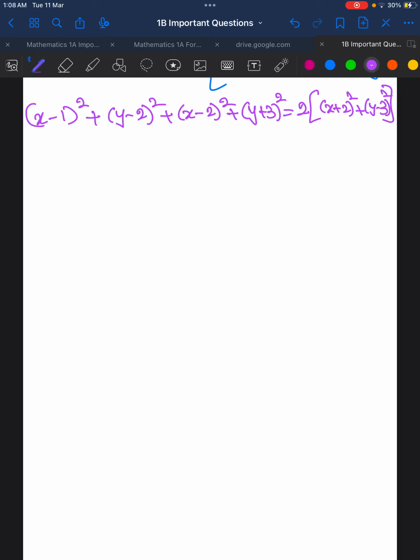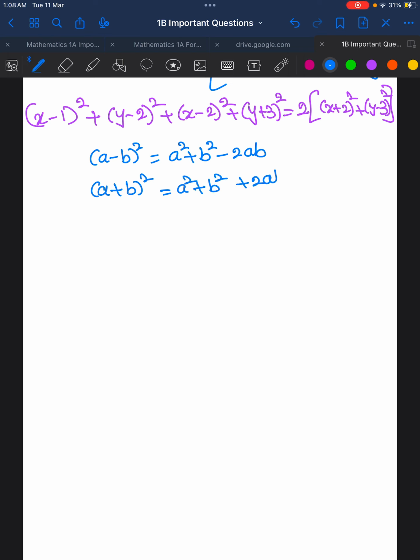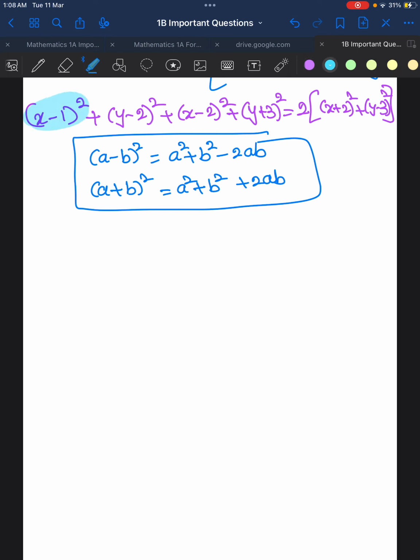Here all of you observe. What is x minus 1 whole square? You know the formula for (a minus b) whole square is a square plus b square minus 2ab. And (a plus b) whole square is a square plus b square plus 2ab. Try to remember these two formulas. First I am applying the formula of (a minus b) whole square to (x minus 1) whole square: x square plus 1 square minus 2 into x into 1.